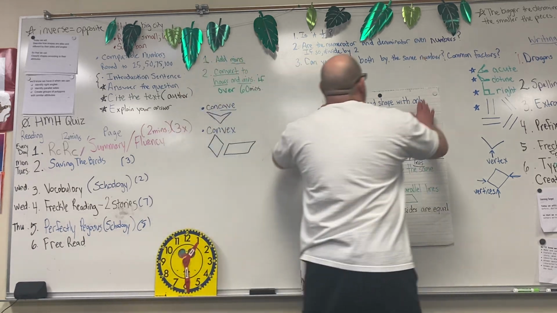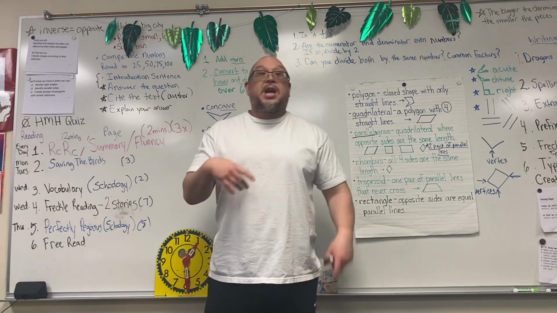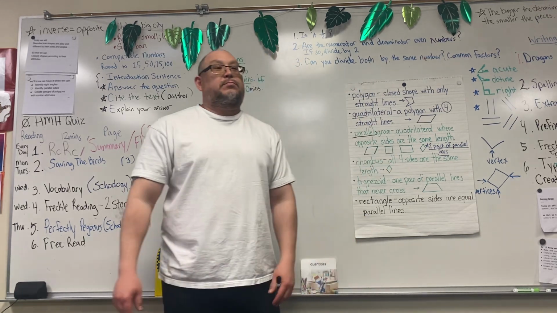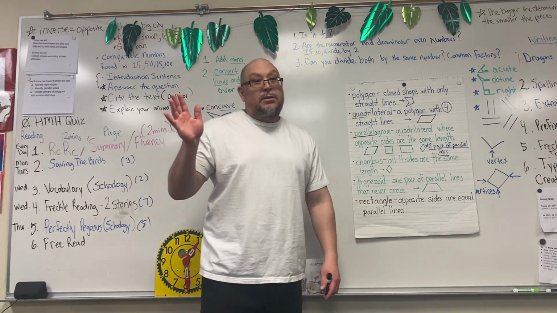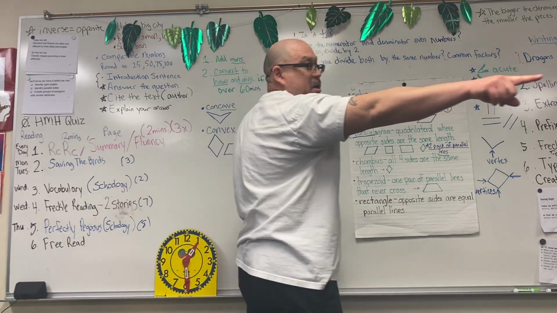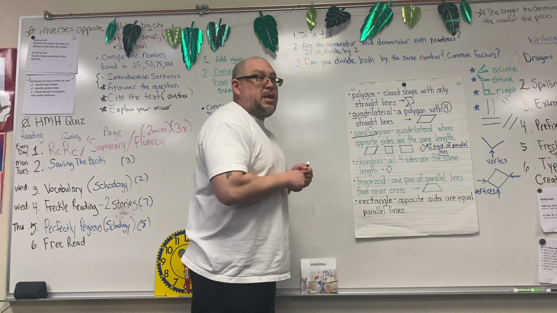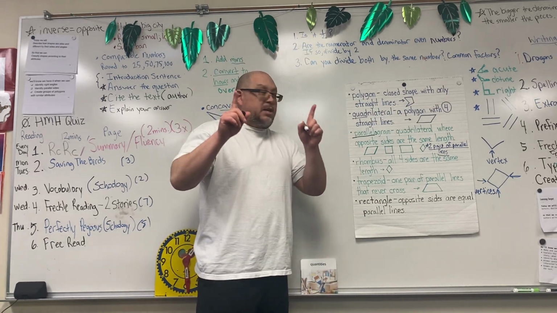All right, now let's move on to my favorite one. Rhombus. There's only one thing about a rhombus. First of all, a rhombus is a quadrilateral, which means it has to have how many sides? Four. And all those sides have to be the same length.